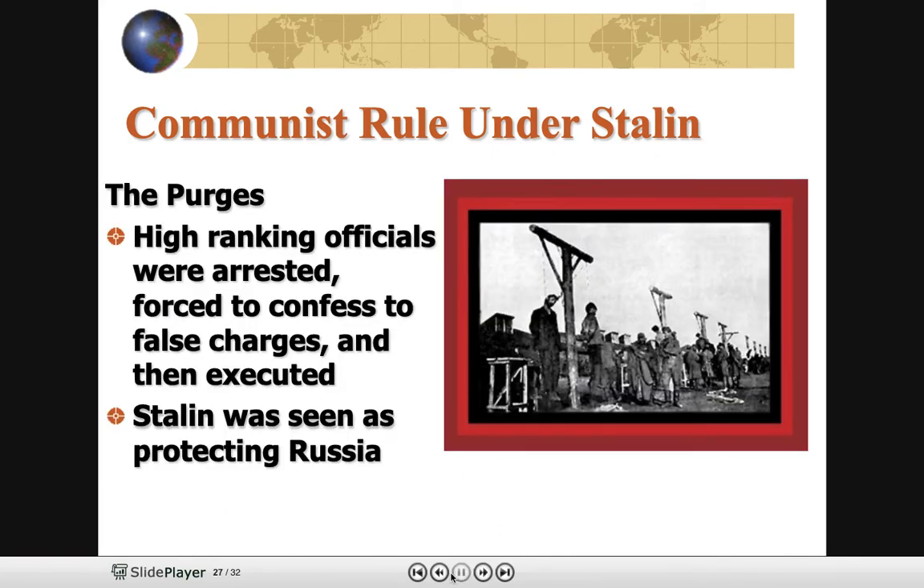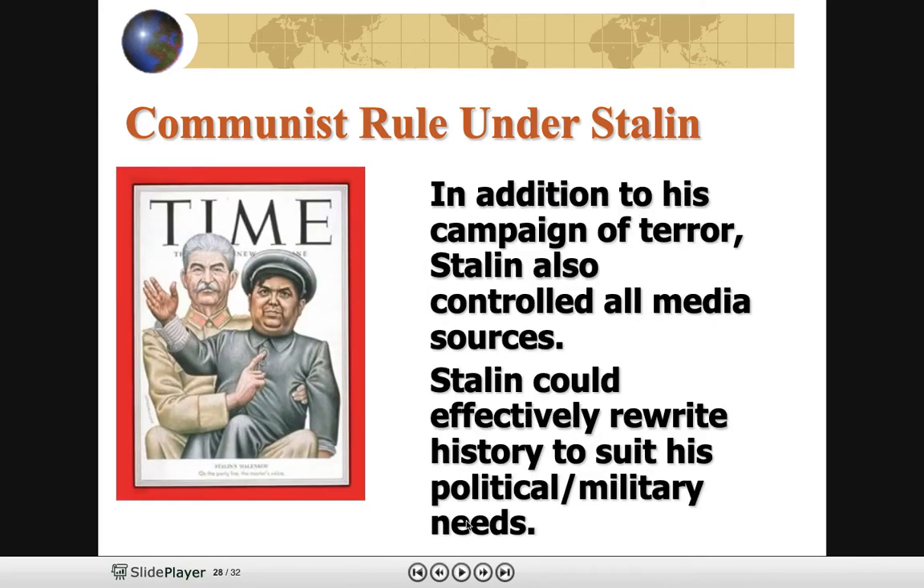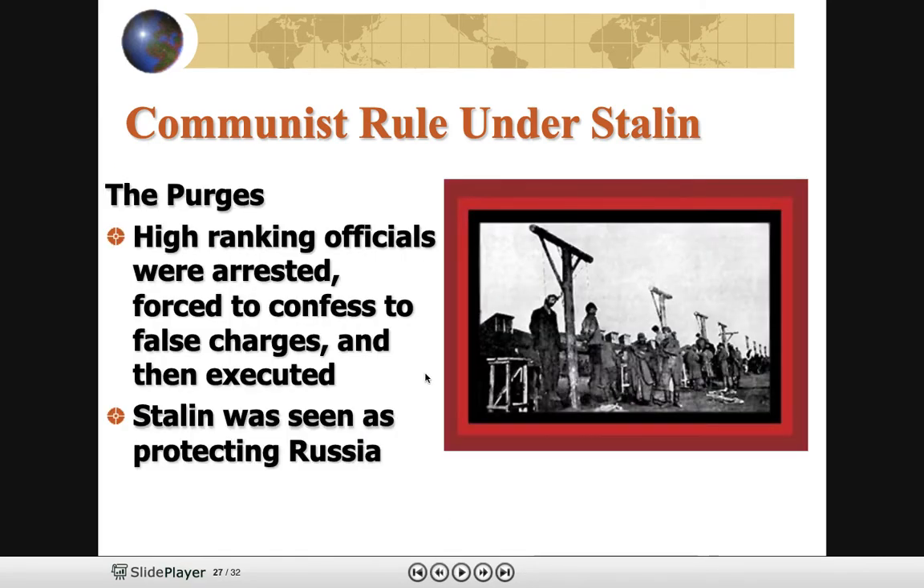Okay, so high-ranking officials got arrested. So basically, if he thought that they were saying bad things about him, this is Stalin we're talking about, then he would, even if he didn't like them, let's just say somebody looked at him weird, he would arrest them, torture them into confessing to some imagined crime, and then he would kill them. So there's a live picture, some people that were killed.